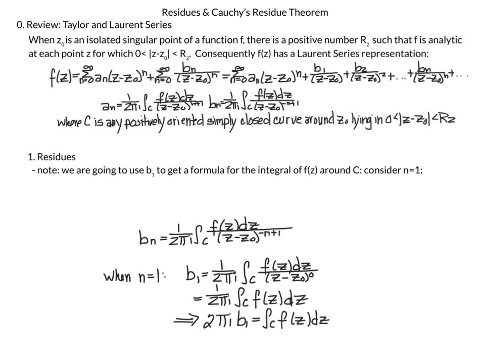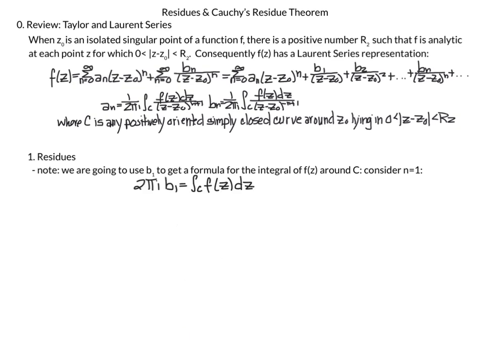When n equals 1, then we get b1 is equal to 1 over 2 pi i, closed curve integral f of z dz over z minus z naught, and here our exponent will be 0, so this whole thing becomes 1, and we get b1 is equal to 1 over 2 pi i, integral over C f of z dz, which means that the integral now of f of z dz over C is equal to 2 pi i times b1. I am going to move my result, that formula, up here so I can continue making notes.